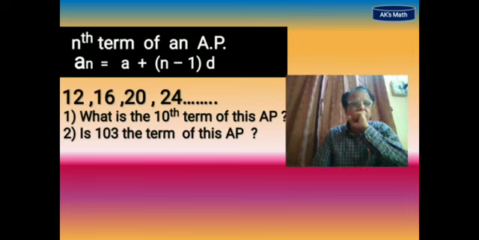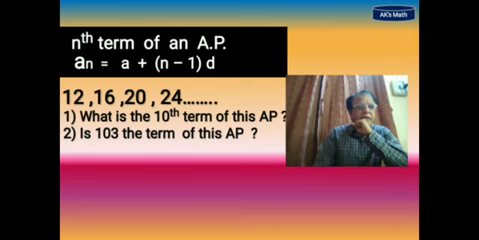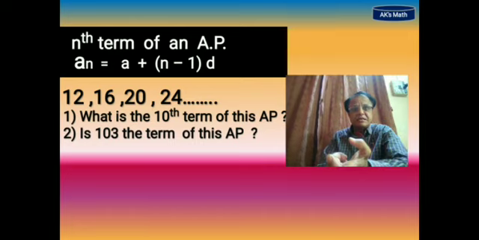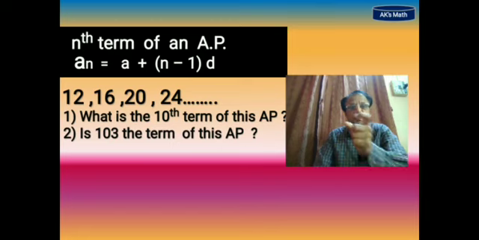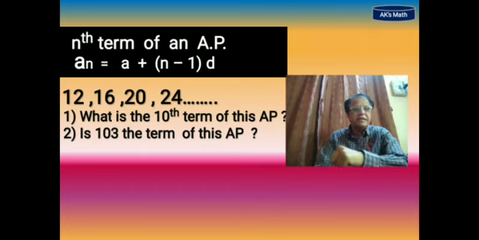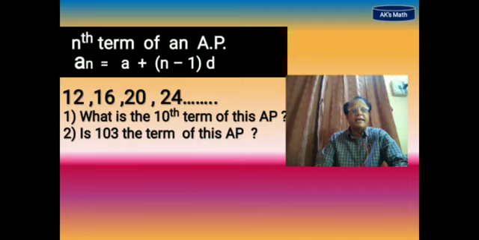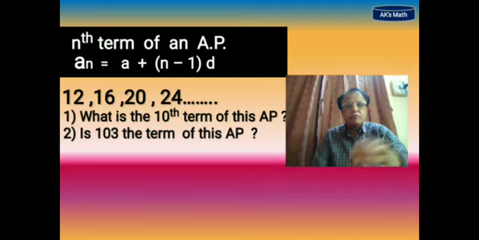If we put 103 in place of an and find the value of n, and if we get n as a natural number, meaning a whole number, remember this thing, then we have to say that yes, 103 is a term of this AP. And if we get n as a fraction, suppose we get 25/3, then 103 is not a term of this AP, this will be decided. So this way you can solve the questions based on such APs, which is based on the above formula.